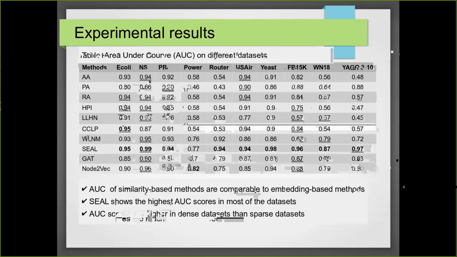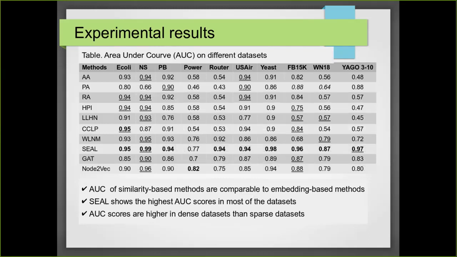And among all of these methods, SEAL shows the highest AUC values in most of the graphs, because SEAL utilizes the maximum available information: it utilizes the structural information, and also node attribute information, and also latent feature information.